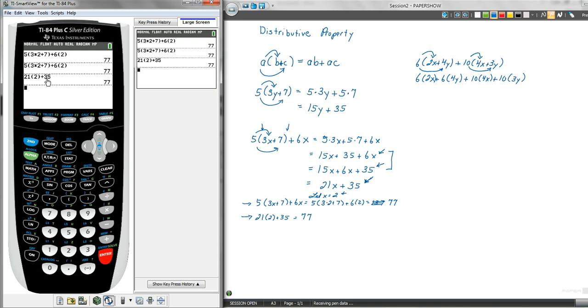And you don't have to necessarily do this middle step. I would do it until you're comfortable, and then once you're comfortable, you can go ahead and drop it and just go from here to this next step. So 6 times 2x is 12x, 6 times 4y is 24y, plus 40x, so 10 times 4 is 40, plus 10 times 3 is 30y. So you're multiplying 10 times 3y.